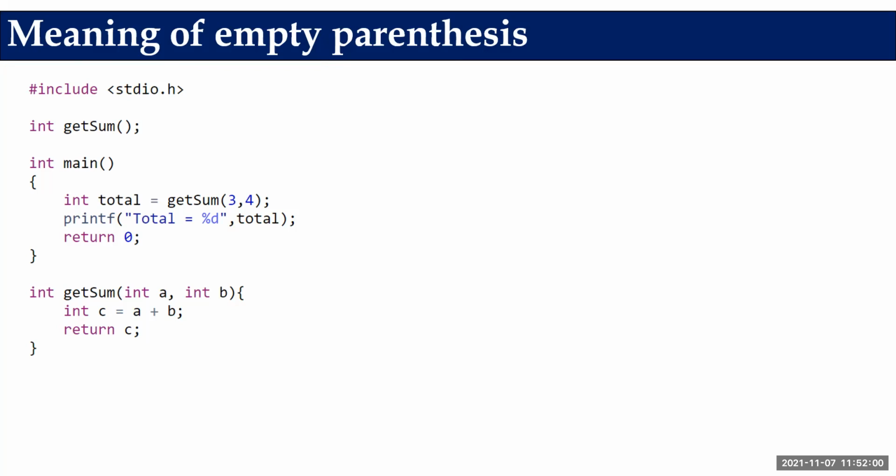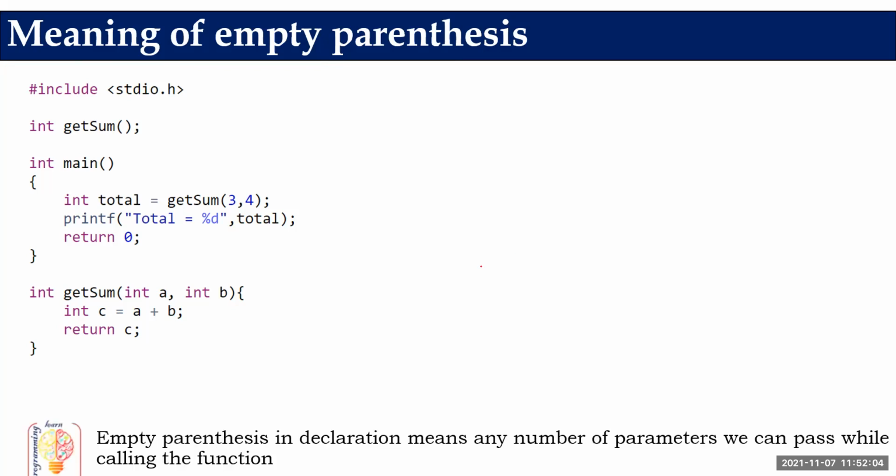So here is the surprise. Now I'm going to tell you what is the meaning of the empty parenthesis. Read this line: empty parenthesis in declaration means any number of parameters we can pass while calling the function. So two parameters are passed.